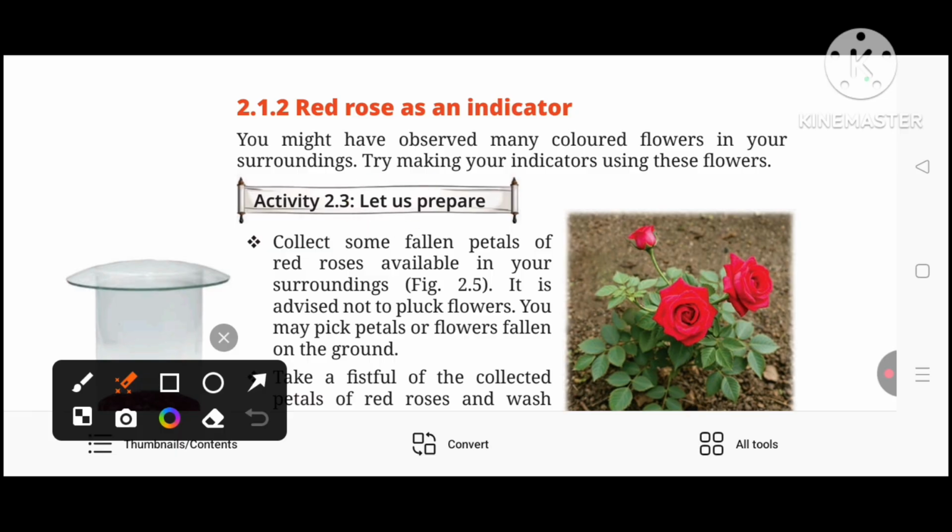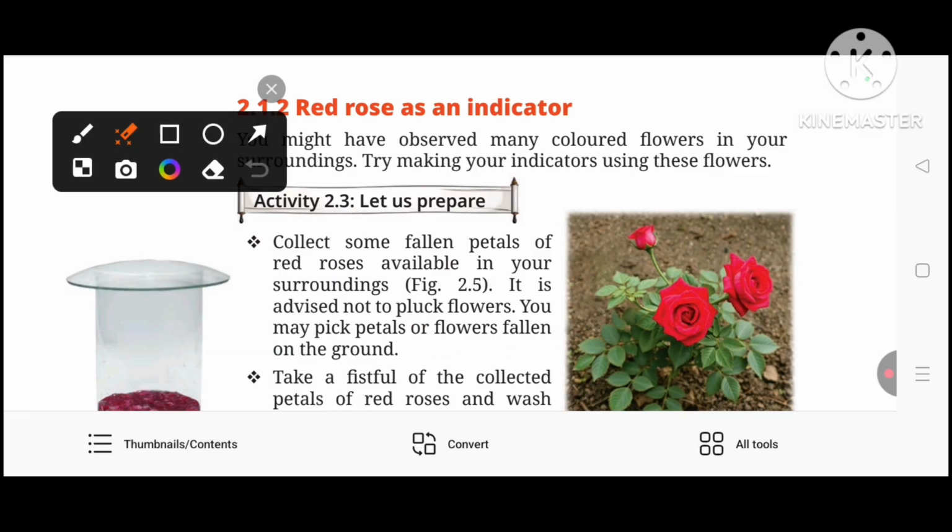Let us prepare. Collect some fallen petals of red roses available in your surroundings. It is advised not to pluck the flowers. You may pick the petals or flowers fallen on the ground. The petals and flowers which have fallen on the ground are used for this activity.